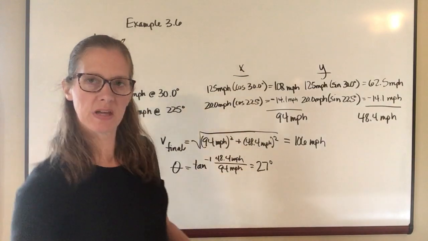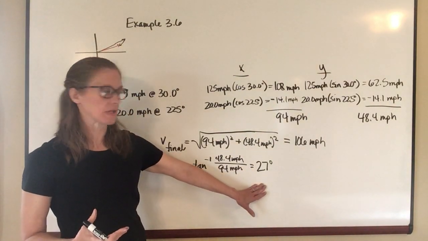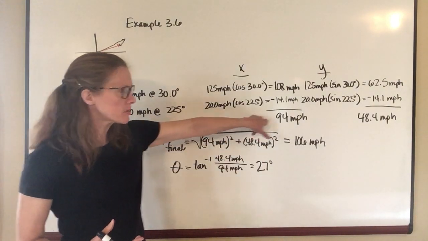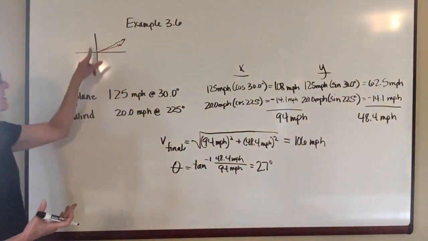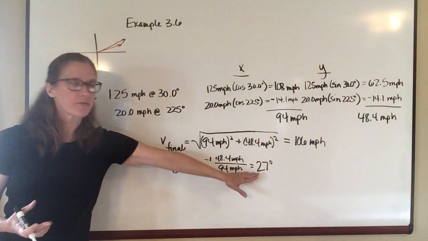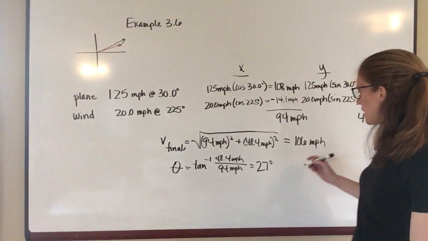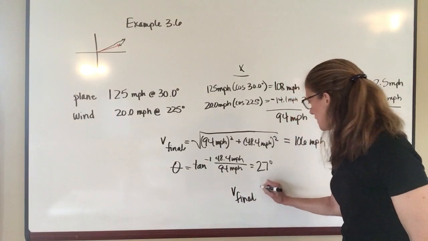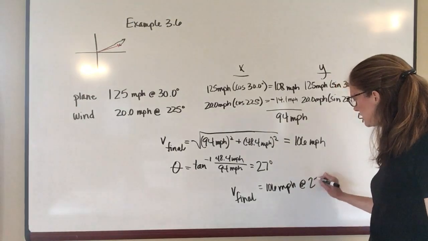Now, do I have to do anything to that angle? Remember, sometimes we have to add 180 or we have to add 360. Do I have to do anything to this one? Well, the x component was positive, the y component was positive, and so what that means is that I'm going to be in the first quadrant, and that's what my initial picture showed me. So no, I don't have to do anything to this angle to put it in the right form for physics. So the final answer for my velocity is going to be 106 miles per hour at 27 degrees.